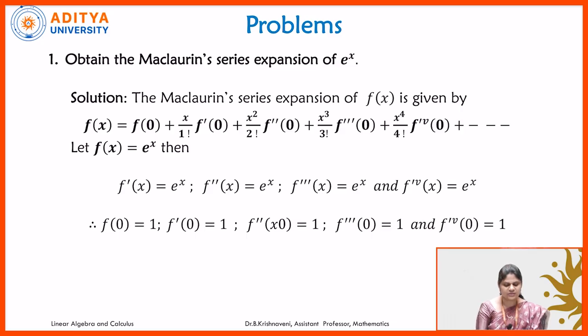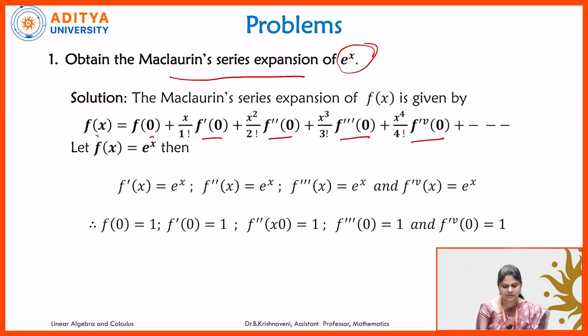So now the next question is: obtain Maclaurin series for the function e power x. We know that the Maclaurin series expansion of f of x is given by f of x is equal to f of 0 plus x by 1 factorial into f dash 0 plus x square by 2 factorial into f double dash 0 plus x cube by 3 factorial into f triple dash 0 plus x power 4 by 4 factorial into f fourth derivative of 0 plus so on.